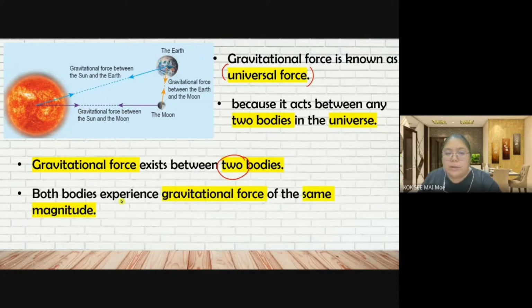Both bodies experience gravitational force of the same magnitude. That means the value is the same. You pull me by how much, I must pull you back. The value is the same. So this one we call gravitational force.